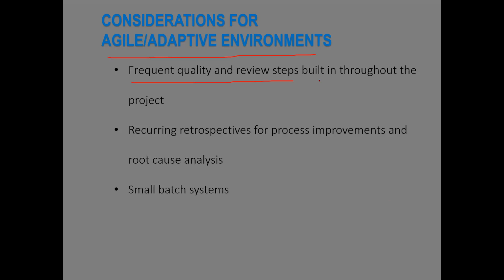Frequent quality and reduced steps built in throughout the project. Yeah, so in agile, it is claimed that, and that's the fact, because of frequent reviews, frequent feedbacks, and shorter feedback loops, quality is much more built in agile way of working. It starts from seconds, it goes up to months. So quality is being assured in seconds, in minutes, over the days, and over the weeks and over the months.